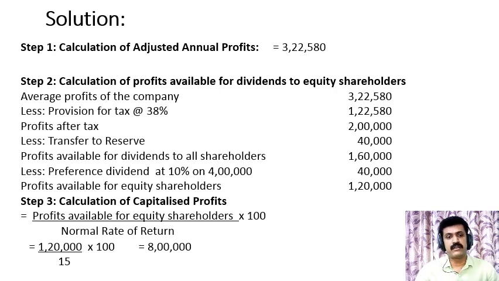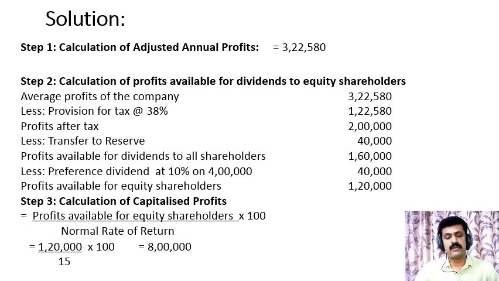From that we have to deduct transfer to reserves worth rupees 40,000, and the balancing figure of rupees 1,60,000 can be considered as profits available for dividends to all shareholders. From that we have to deduct preference dividend at the rate of 10% on 4 lakh rupees. That comes to 40,000. Therefore, the balancing amount of rupees 1,20,000 can be treated as profits available for equity shareholders.